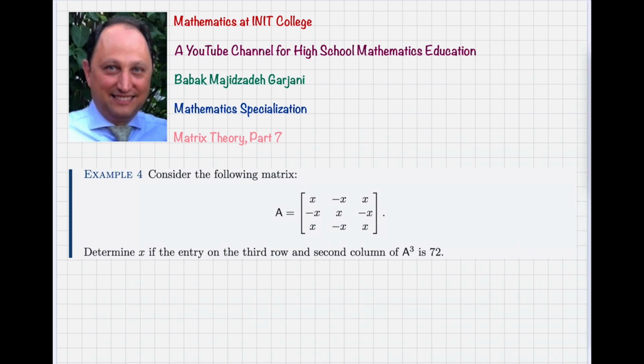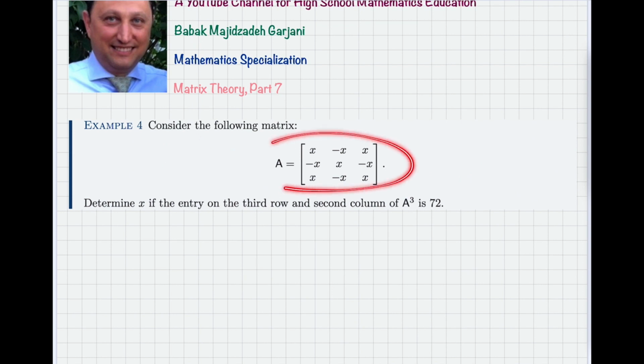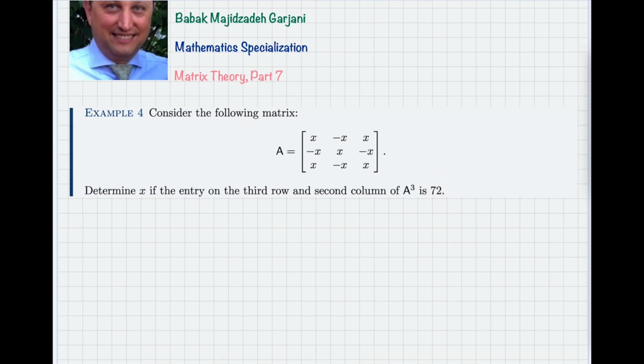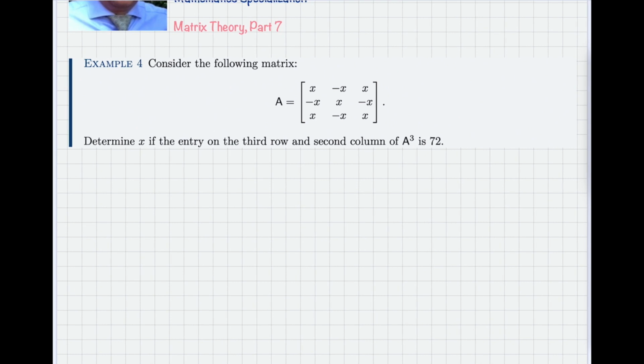Even though you can multiply this matrix by itself 3 times and find the entry on the third row and second column, equate it with 72 and find your x by solving an equation, I prefer you learn this method. It is not very simple, but it is simpler. I want you to learn it because from a theoretical point of view it's important. So what I want to calculate is the entry on the third row and second column of A cubed.